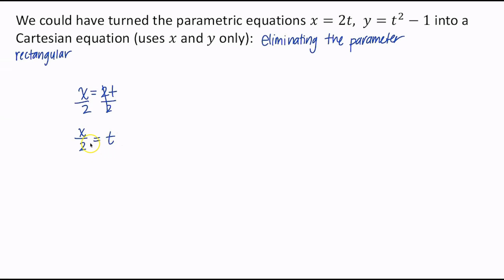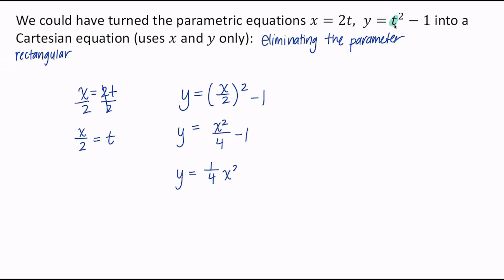Now, I substitute x over 2 into the t of the other equation. So if I do that, I'll get y is equal to x over 2 as a quantity squared minus 1. And if I square the numerator and denominator, I get x squared over 4 minus 1, or y equals 1/4 x squared minus 1. So notice I have an equation in just x and y. So I have y as a function of x, and it's a parabola, which is what the graph looked like when we graphed it as a set of parametric equations.